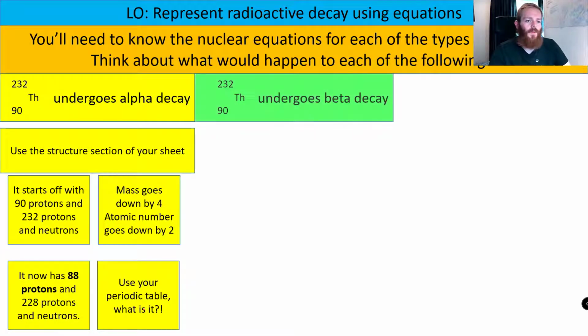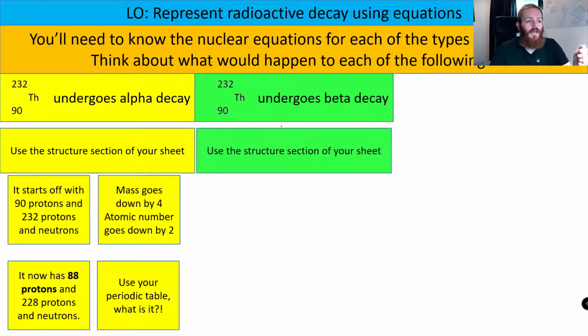Right, let's stick with thorium, but this time we're not interested in alpha decay, we're interested in beta decay, okay? So I've still got thorium, and it's still got the same mass, 232, and it's still got the same atomic number, 90, okay? So we're ignoring everything in yellow now, we're acting as if this is a new thing. So we've got thorium, it's got a mass of 232, and it's got an atomic number of 90. Again, using the structure section of your sheet, if you think back to the previous slide, beta decay is when a neutron turns into a proton and electron, and the electron gets ejected.